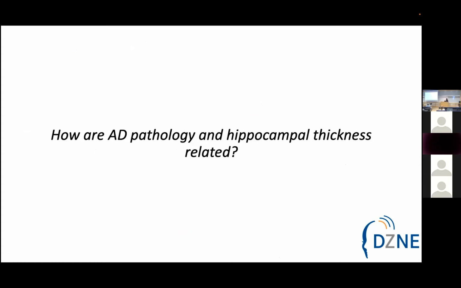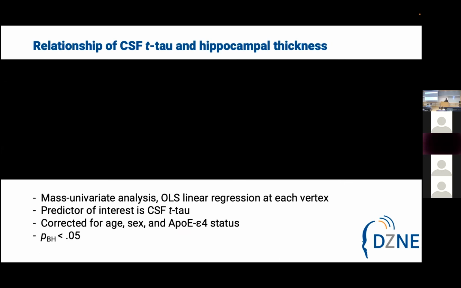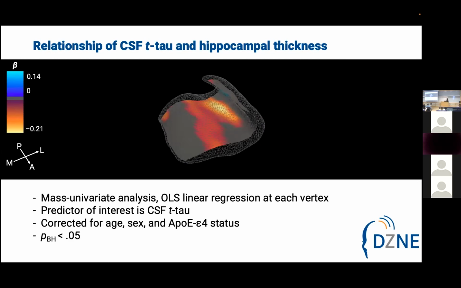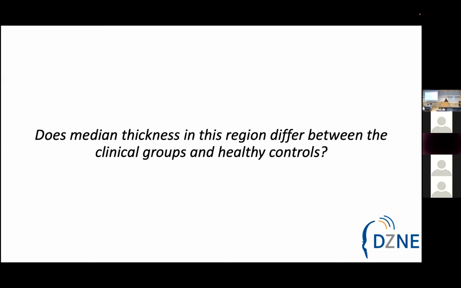So the first question that we wanted to answer was, how are AD pathology and hippocampal thickness related? So we went in with a masked univariate analysis, relating levels of CSF total tau to pointwise hippocampal thickness. And here in red to yellow, you see the regions that are significantly negatively related to CSF T-tau levels. So right there at the distal CA1 proximal subiculum, where we would expect it from the ex vivo data that we know.